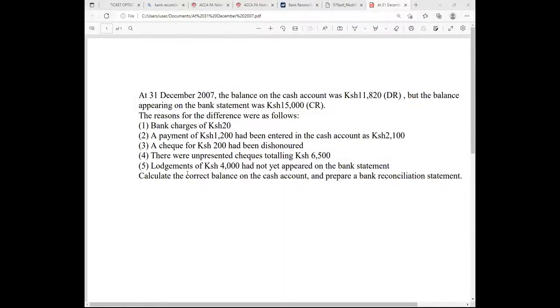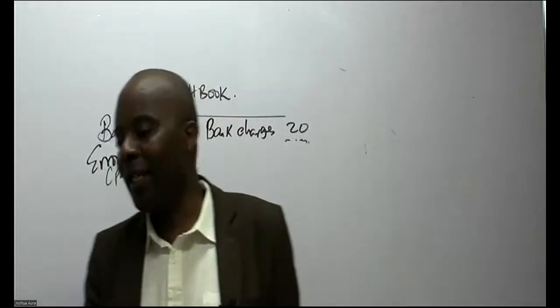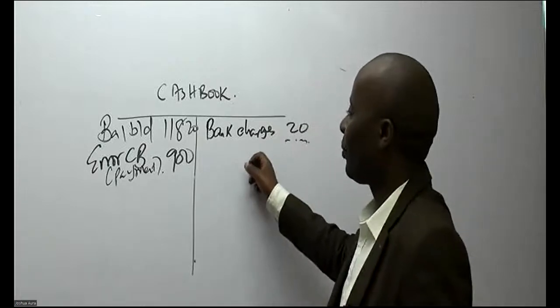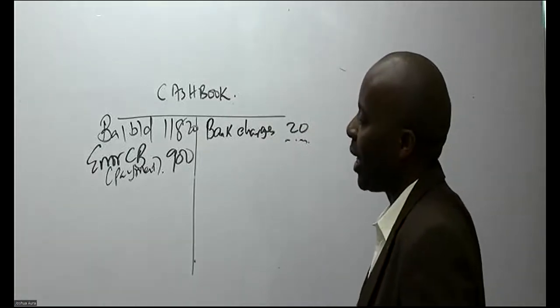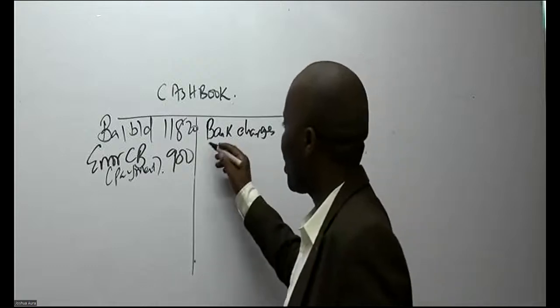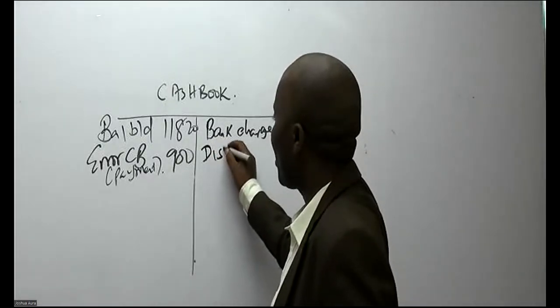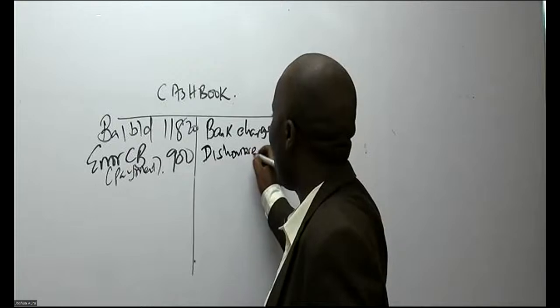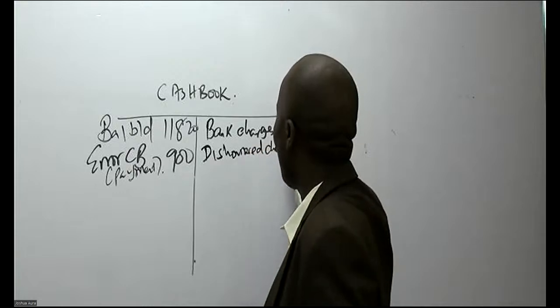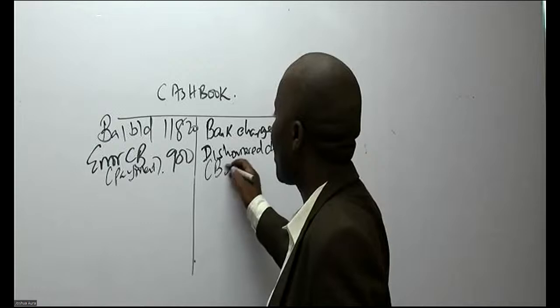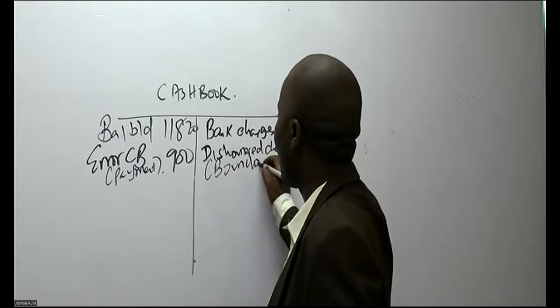Here we are saying a check for Kenya shillings 200 had been dishonored. Here I don't even have to reason at all. When I'm told that there is a dishonored, a bouncing check, what I need to do straight away is credit the account. So in this case we have here dishonored check of 200. Any bouncing checks, credit there.